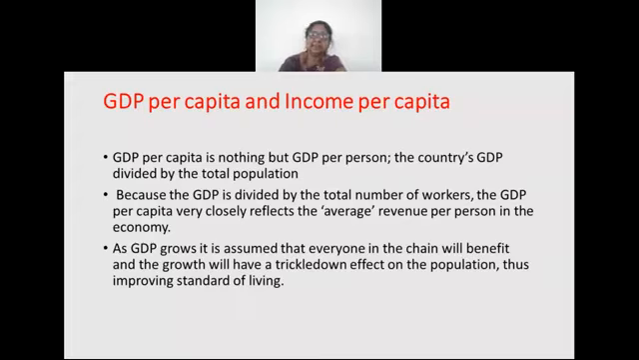The GDP is divided by the total number of workers. The GDP per capita very closely reflects the average revenue per person in the economy. As GDP grows, it is assumed that everyone in the chain will benefit. The growth will have a trickle down effect in the population, thus improving the standard of living. So what the country thinks is, when the GDP increases, per capita income will increase. When per capita income increases, it automatically increases the standard of living.